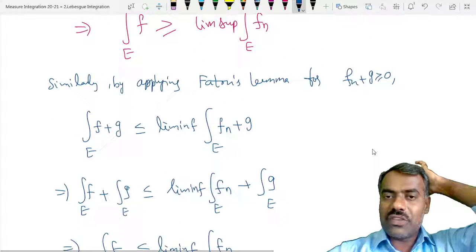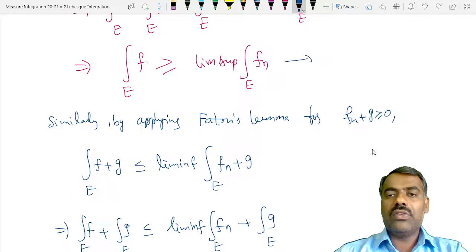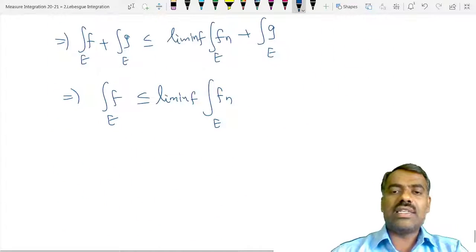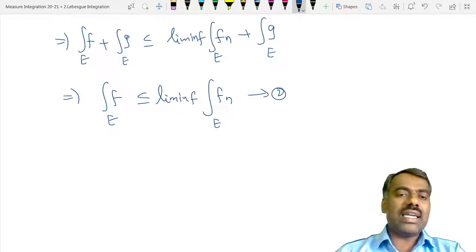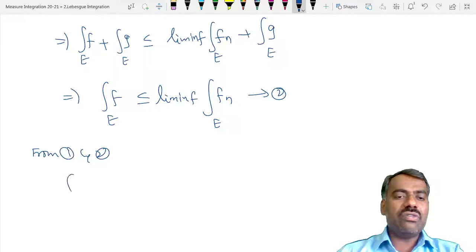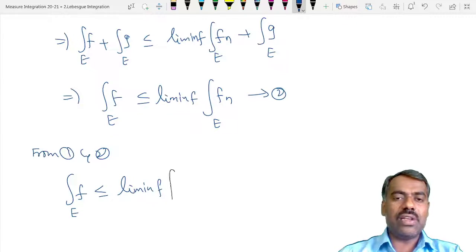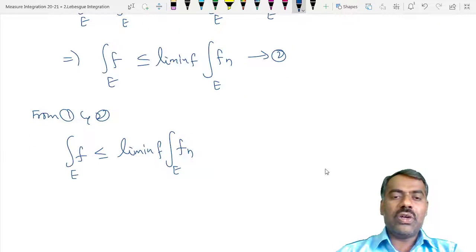So therefore you take these two, what will you get? If you take this as 1 and this as 2, by 1 and 2 you see that they are equal. Why? From 1 and 2, the integral of f over E is less than or equal to, by the second, the lim inf of the integral of fn over E, but we know lim inf is always less than or equal to lim sup, the limit superior, right?